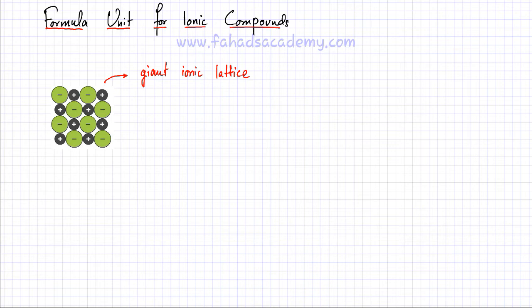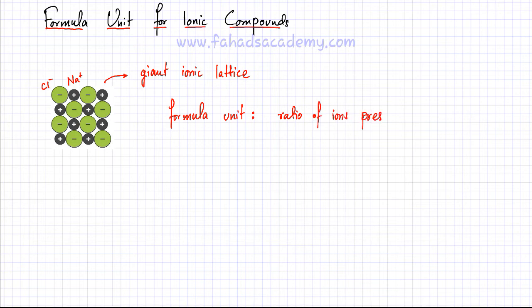So what does a formula unit stand for? Now, when you're writing an ionic compound, for example, these positive ions are Na plus, and these negative ions are Cl minus. So when you talk about formula unit, because it's not a molecule, it does not have a limited number of atoms, it has a very giant structure. So when you talk about formula unit, it only gives you a ratio of ions present in a lattice.